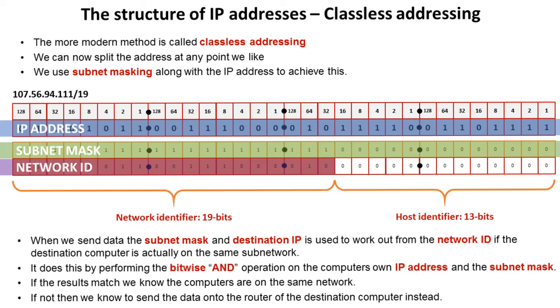It does this by performing the bitwise AND operation on the computer's own IP address and the subnet mask. If these results match, we know the computers are on the same network. If not, we now know the data has to be sent onto the router, and then that router will pick it up and send it out towards its destination.